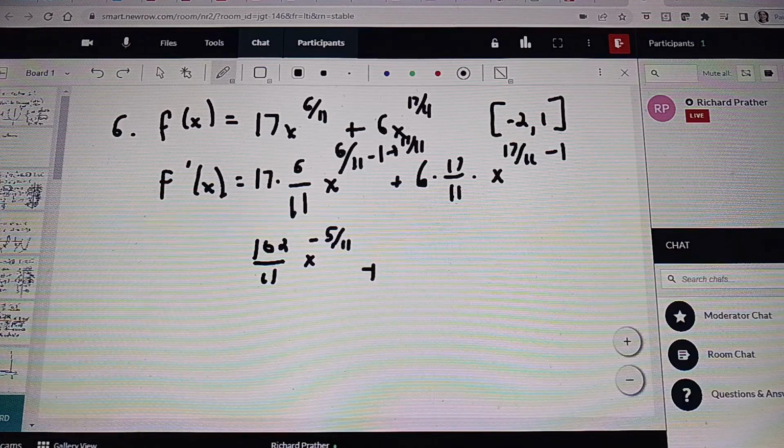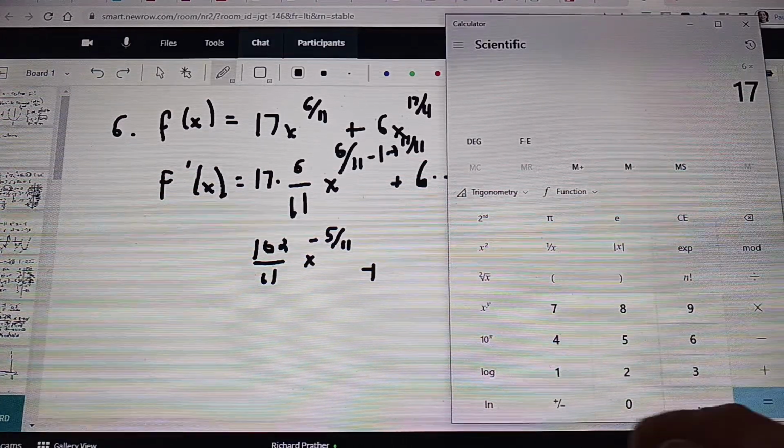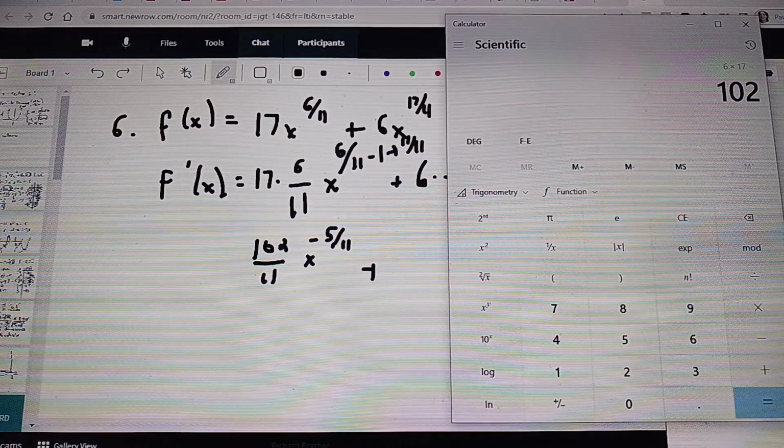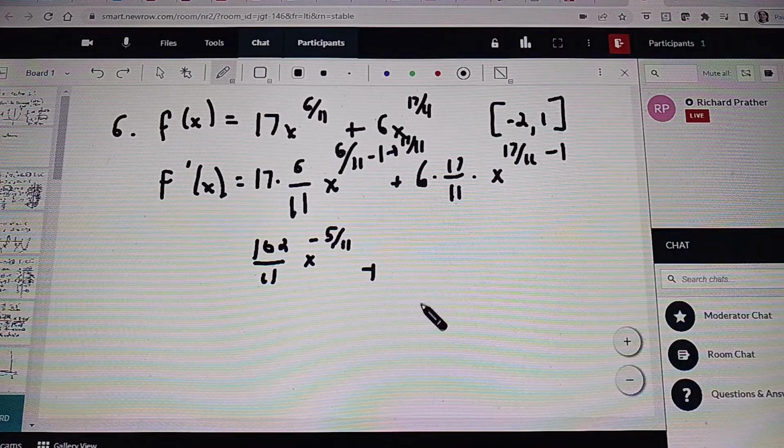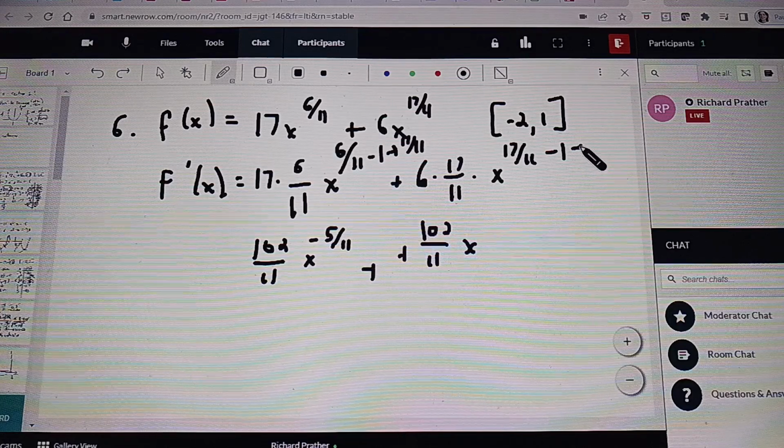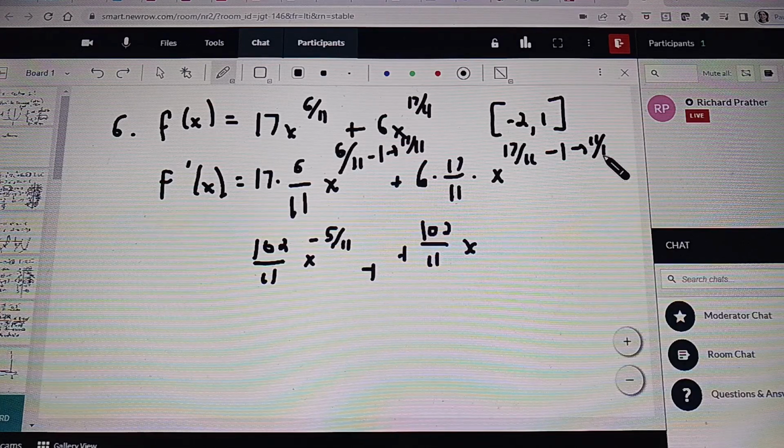And then this is 6 times 17, that's also 102. That's weird. Okay. 102 over 11 for that one too. And x to the, again, make this 11 over 11. Actually, it's not even negative. It's 17 over 11 minus 11 over 11, which is 6 over 11.